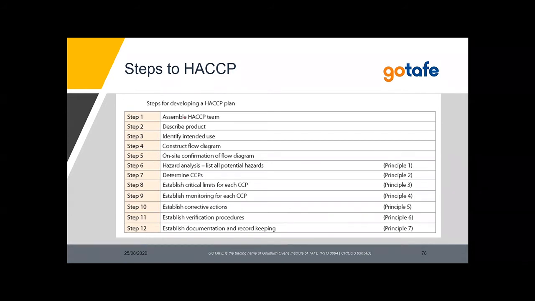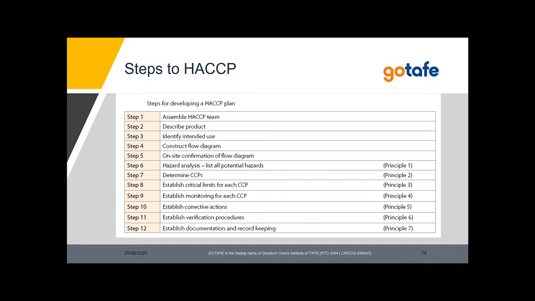Step 4 is to construct a flow diagram to find out what the steps are when making this type of food. Step 5 is on-site confirmation of the flow diagram. You have that on your paper and you confirm each step, whether you're missing some points or whether in the process they have made some changes. Step 6 would be hazard analysis: list all the potential hazards. That's what I'm going to ask you later today, because we discussed some food hazards yesterday. Once we have started building the flow diagram, I want your contribution on hazard analysis.